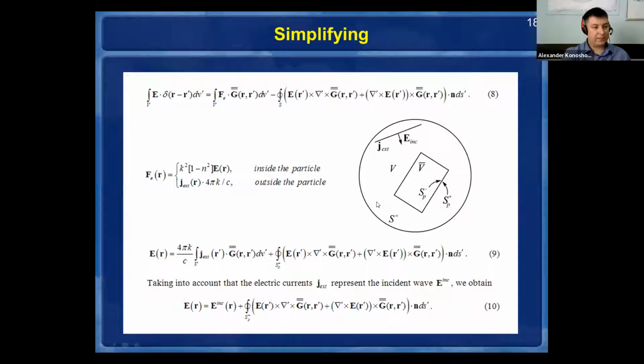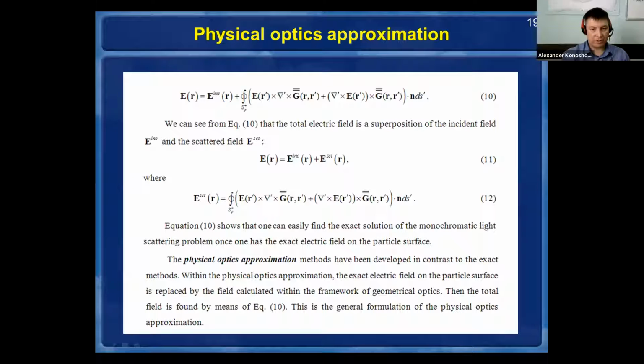So the idea of the method is to find an approximate solution on the particle surface. So it's a scattering field here. The incident field is from this volume integral and the scattered field from this surface integral. And we need only the surface integration to find the solution.